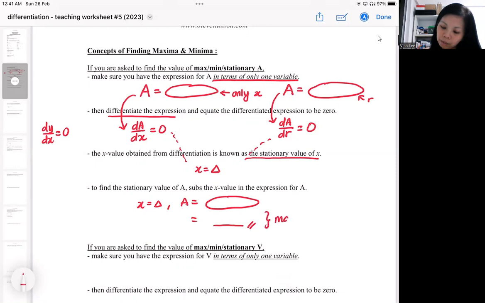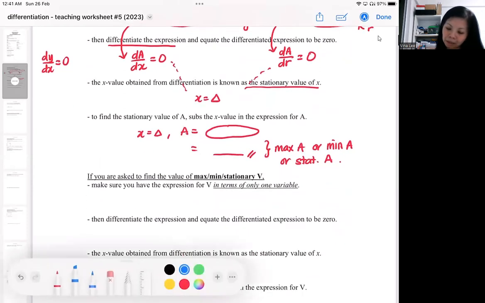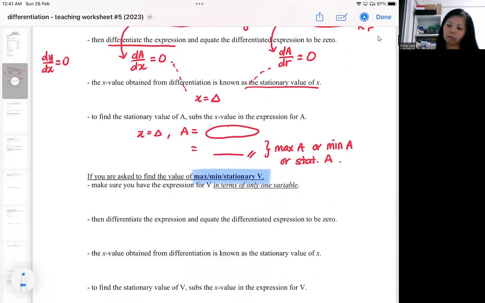So this can be the maximum area, or the minimum area, or the stationary area. Okay, so they will ask you for maximum area, minimum area, or stationary area. So the procedure is like this. What happens when they ask you for maximum, minimum, and stationary volume?